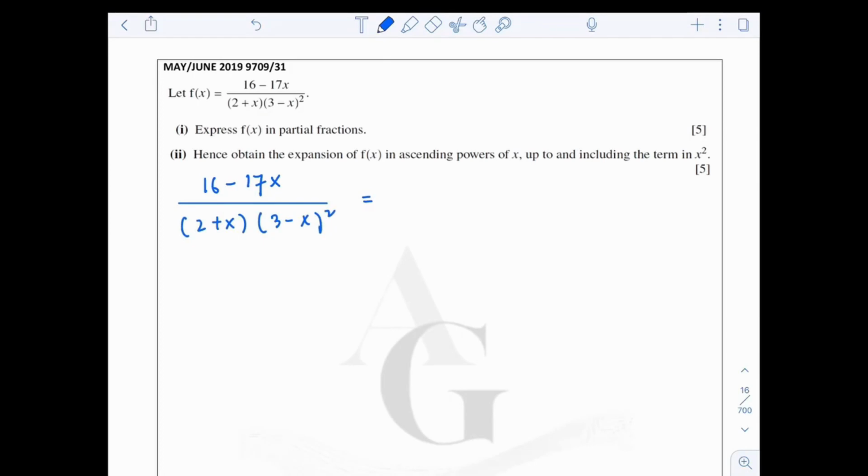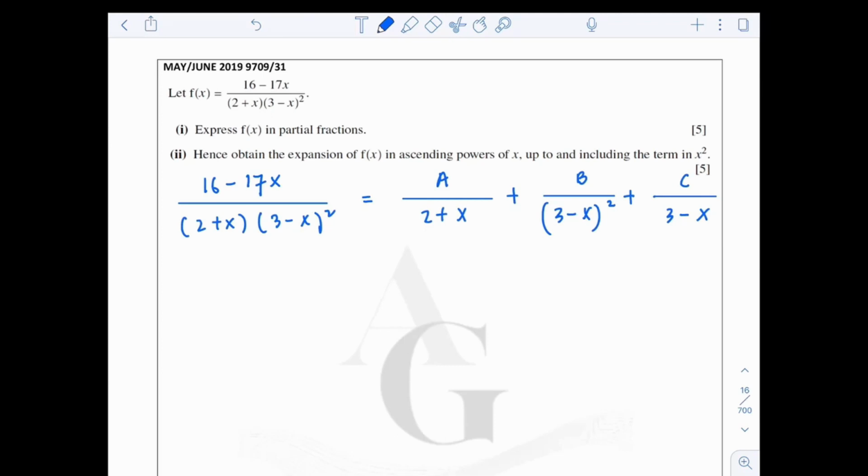For this type, you just need to split into three fractions. For the first fraction, the denominator is the same as the first factor, which is 2 plus x. For the second fraction, you follow the second factor with a square. The third fraction is the same as the second factor, but without the square. For the upper part, I'll just put A, B, and C to represent the constants. So we are now supposed to find out the values of A, B, C.